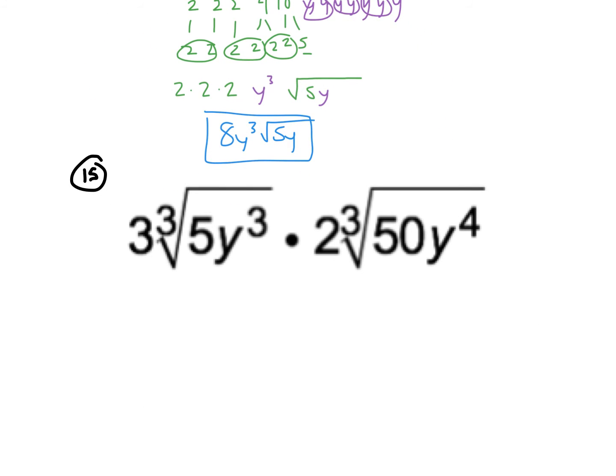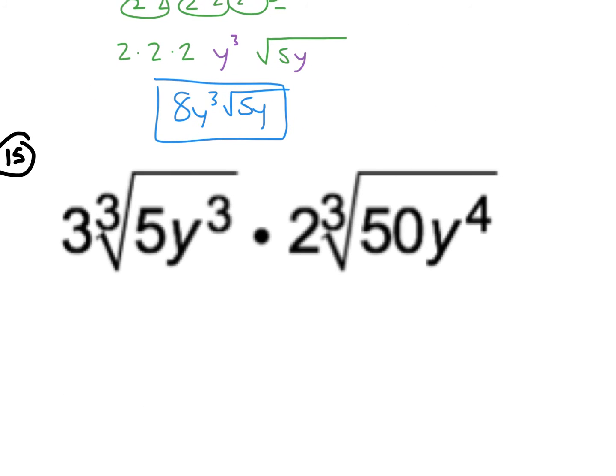All right, let's do 15. Can I multiply these together? Yes. Yep, my indexes are the same, so I can multiply them together. So everything on the outside stays on the outside. So I have a 3 and a 2 on the outside. Everything on the inside is going to go on the inside.